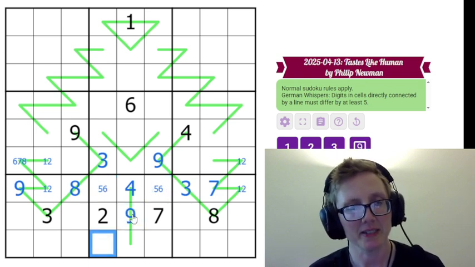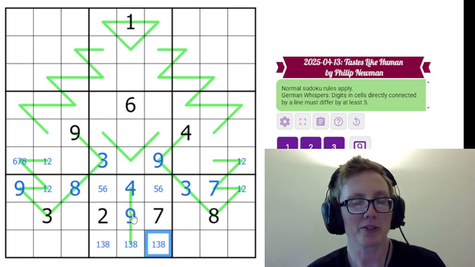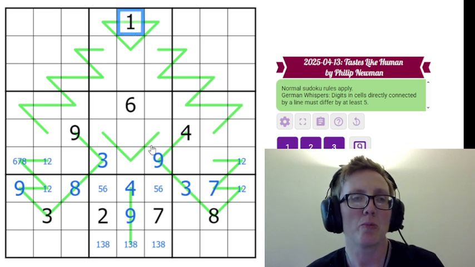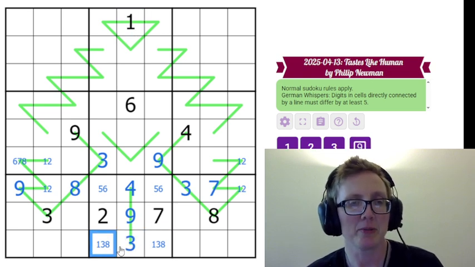That makes this a 9. And these are going to be 1, 3, and 8. 8 is too close, 1 already appears in the column, so this cell will be a 3.